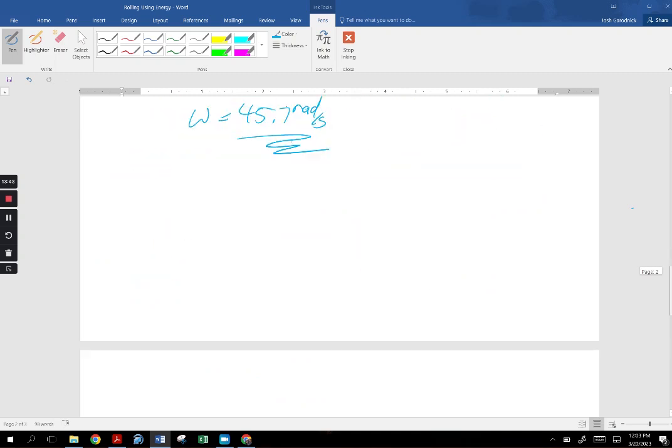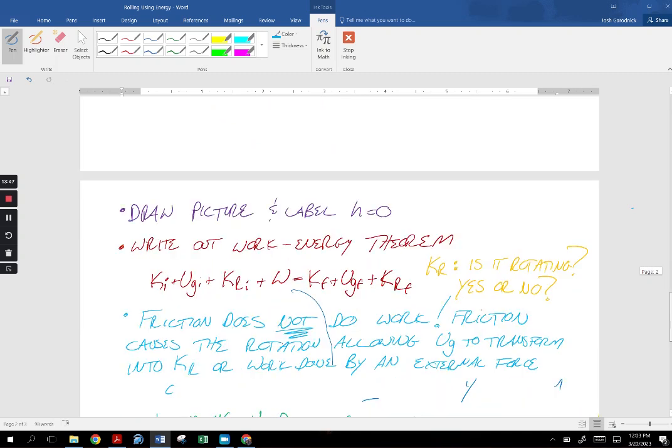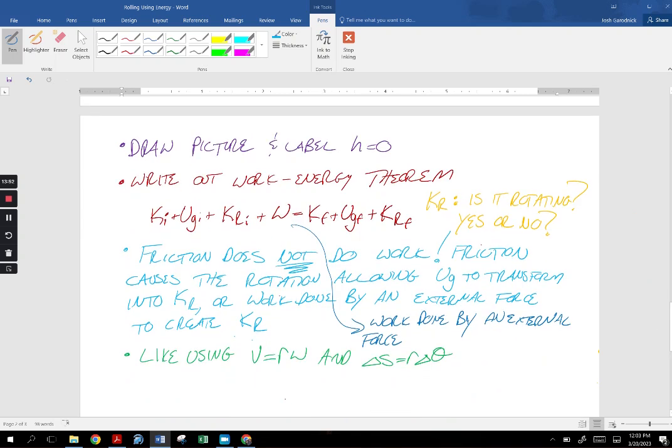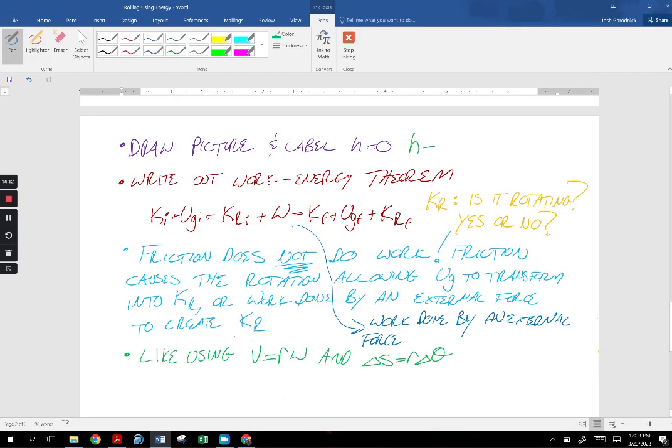Okay, some summary things. As before, I would suggest drawing a picture, labeling your H equals 0. Also, I would suggest immediately, if possible, if you're given the distance in the problem, that you do H equals d sine theta. I would put that in my picture.